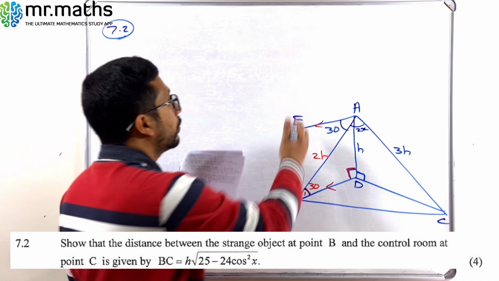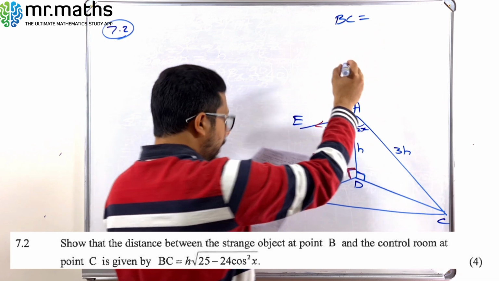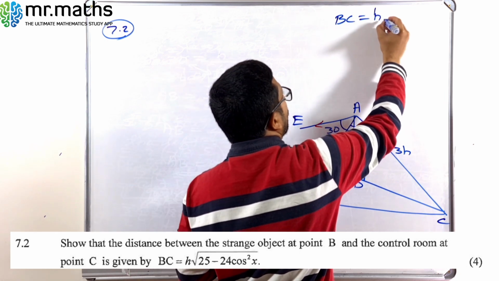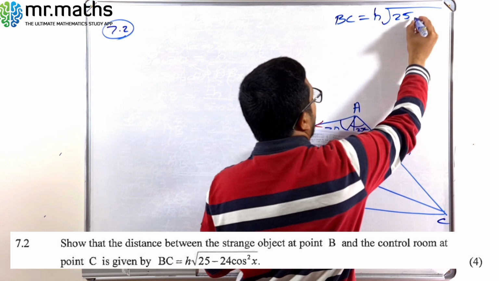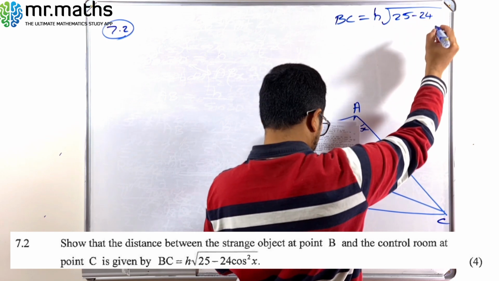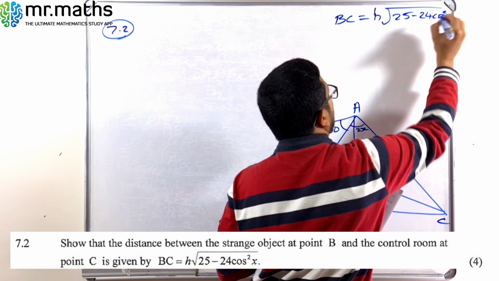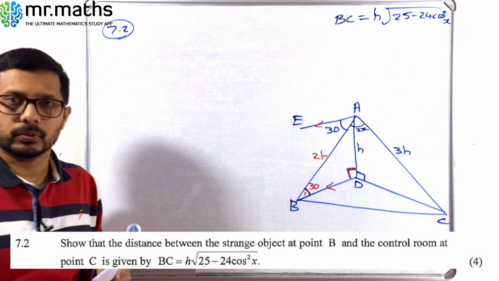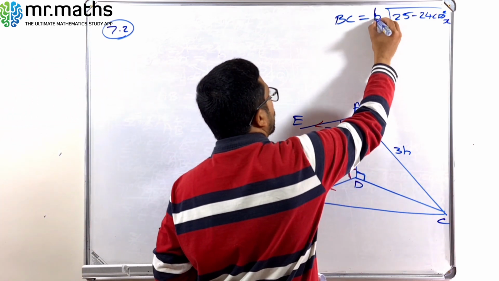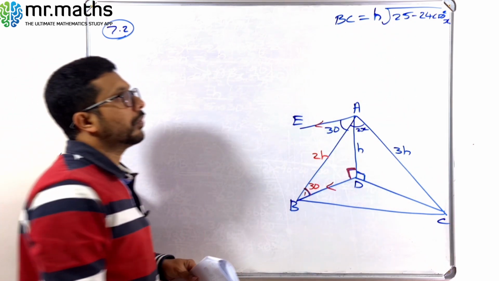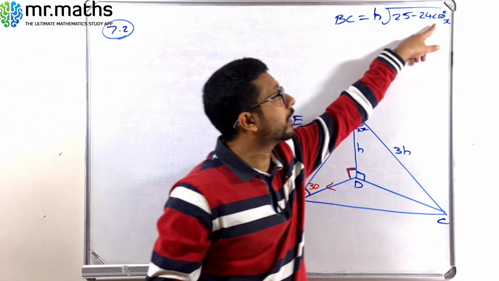What we want to show is BC is equal to H into root of 25 minus 24 cos squared x. Can you see cos squared x?